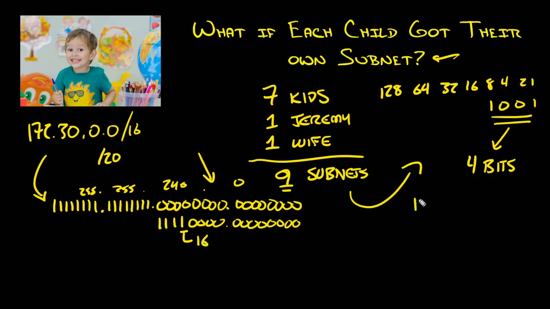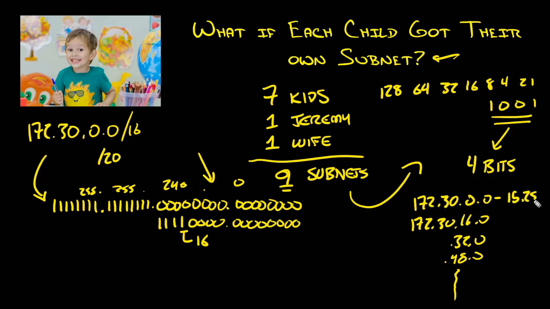So the subnets in our house look like 172.30.0.0, and I'm incrementing in that 3rd octet, so 172.30.16.0, 32.0, 48.0, and down we go. We expand this range. Check out what my kids will get. This goes through 172.30.15.255. This goes through 172.30.31.255. That's literally thousands of IP addresses each child will get.